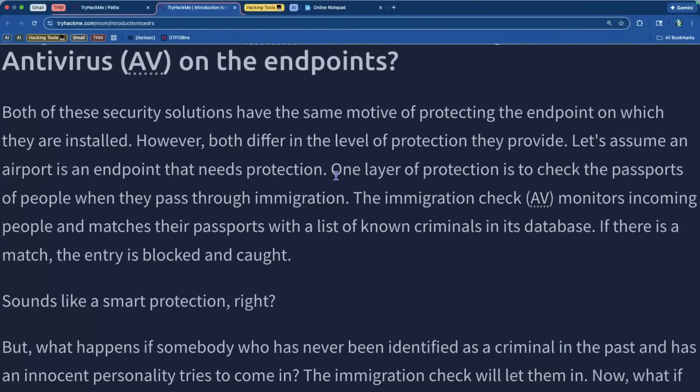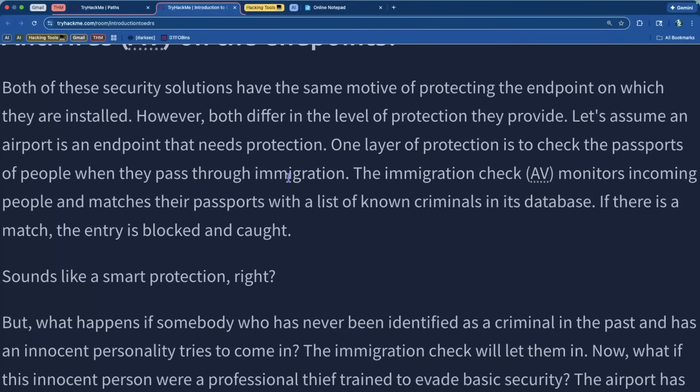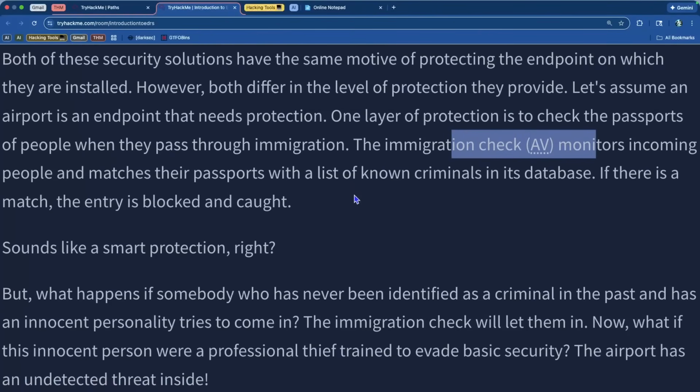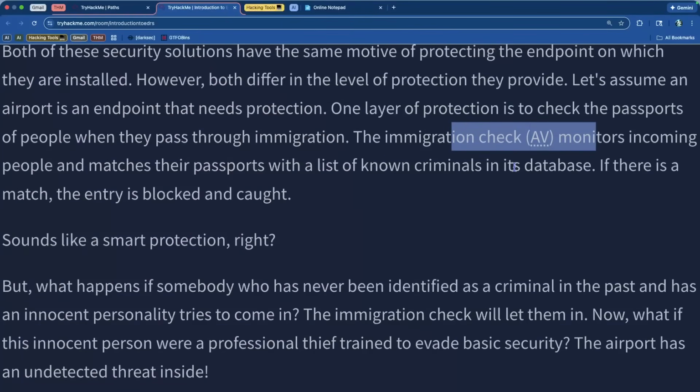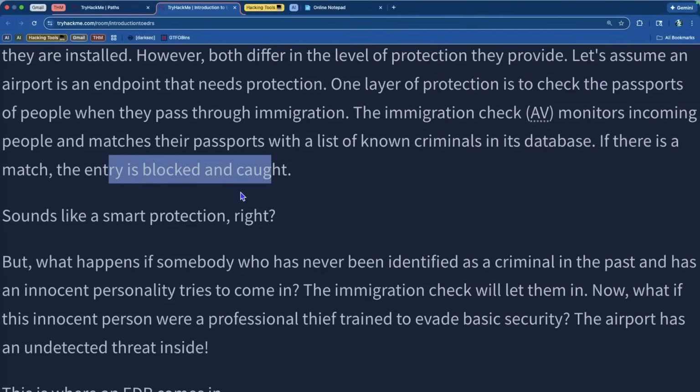One layer of protection is to check the passports of people when they pass through immigration. This is just an example here, right? So we're talking about an airport. The immigration check, which would be AV, antivirus in this solution, monitors incoming people and matches their passports with a list of known criminals in the database. If there is a match, the entry is blocked and caught, right?